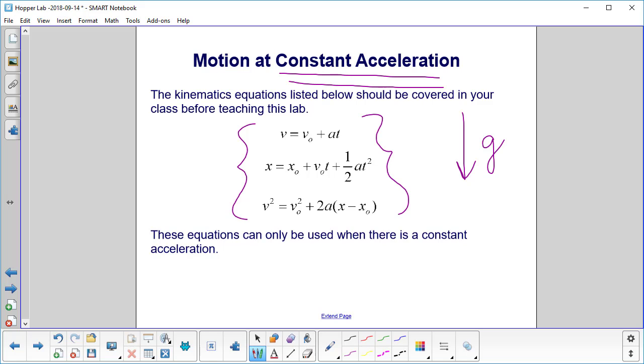So we have the first one, v is v0 plus at. Second one, x is x0 plus v0t plus 1/2 at squared, and we're really not going to be using that one here. And then the third one, which combines the first two, is v squared is v0 squared plus 2a times the change in distance, or the displacement. And let's see, the big thing about the third one is it does not have time in it, so you can use it when you don't have the variable time.